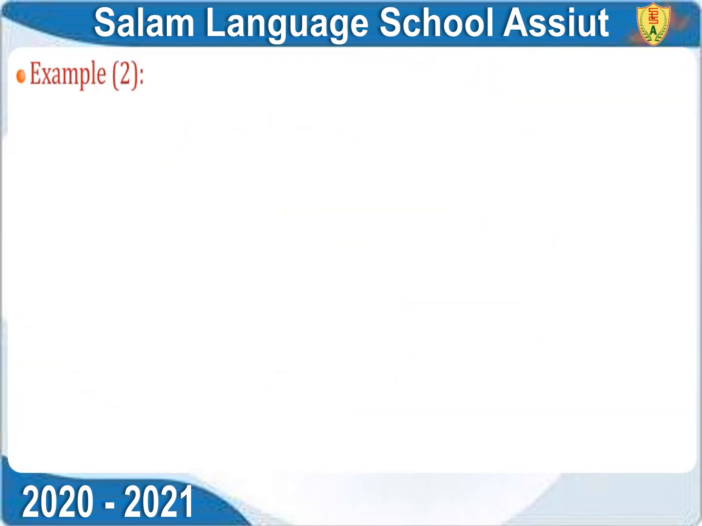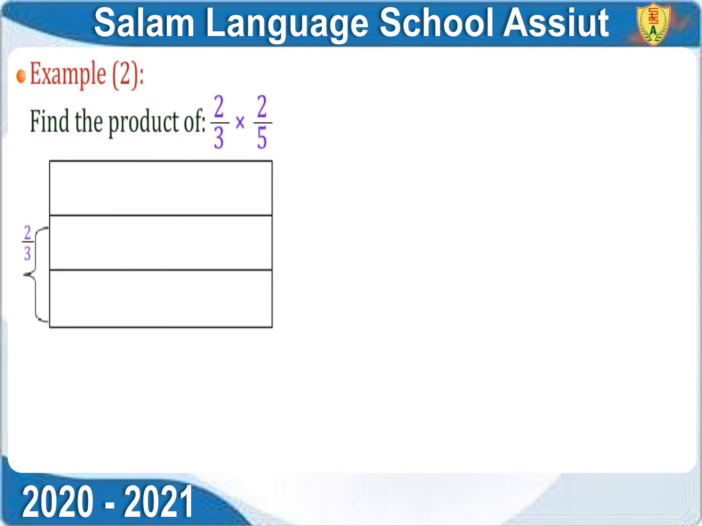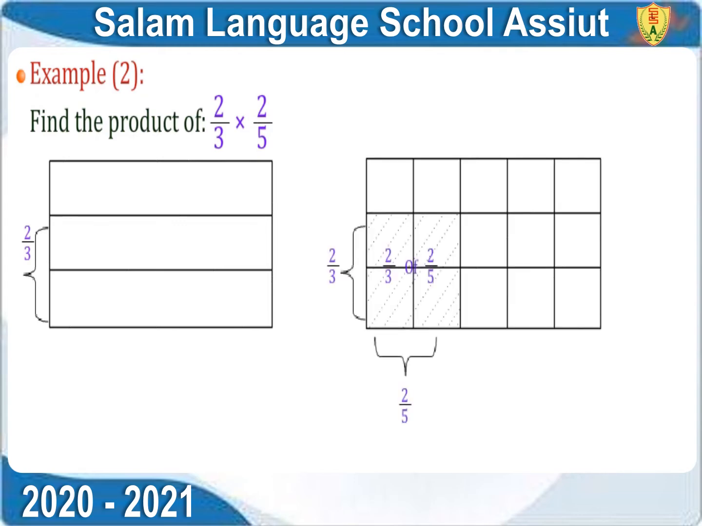Example 2. Find the product of 2/3 times 2/5. The first figure shows 2/3. The second figure shows 2/3 of 2/5. This means that 2/3 times 2/5 equals 4/15.